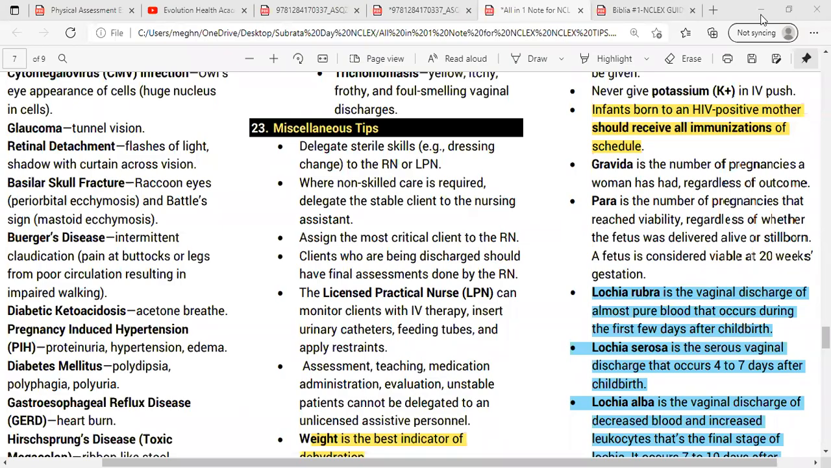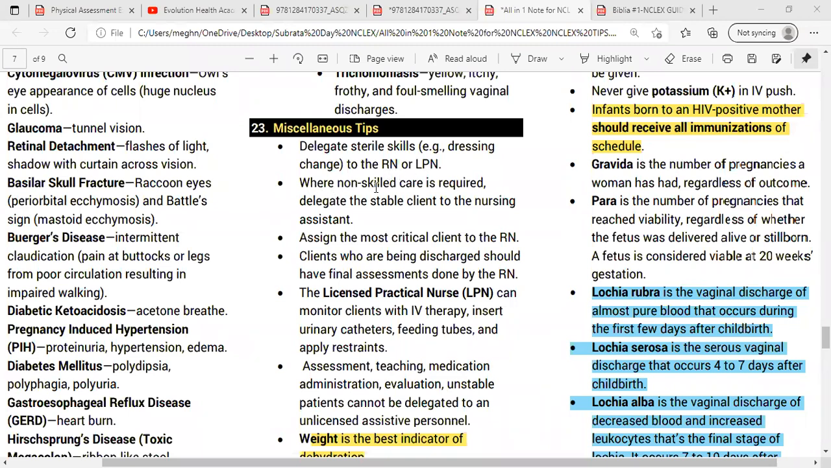Here, I'm going to overview some miscellaneous topics about the NCLEX board exam. First one: delegate the sterile dressing change to the RN or LPN. So the rule is, if it is a sterile dressing change, it is good to assign the RN or a trained LPN.